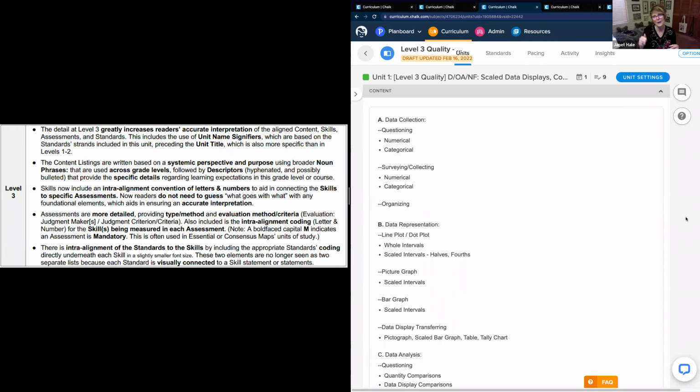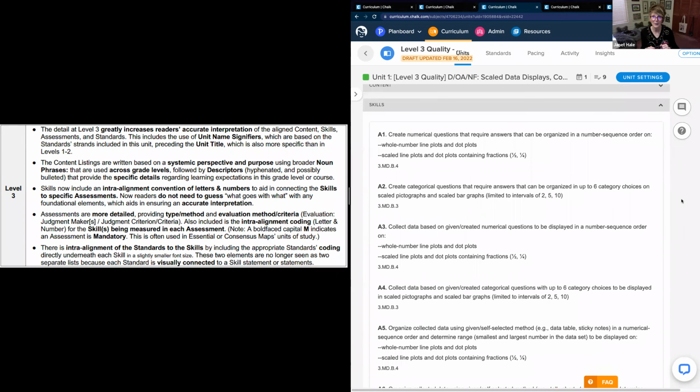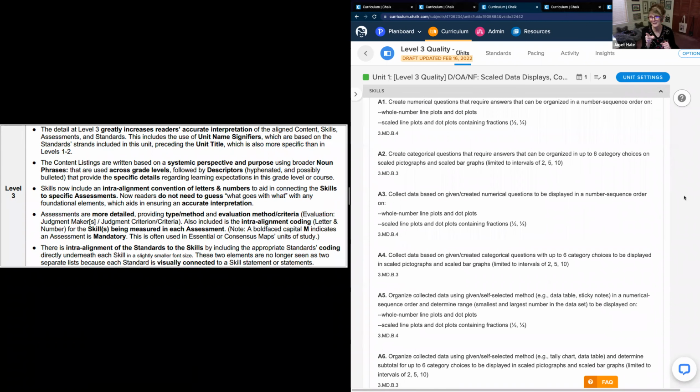Do you want to collapse that one for a second, Keenan? We'll just jump to skills. Notice what happens now, though. Here's the intra-alignment that starts happening, not content to skill, but skills to assessments, because now we have 1, 2, 3, 4. So the letters connect the content skill for intra-alignment, and the numbers we're going to see in a minute connect that to the actual assessments.